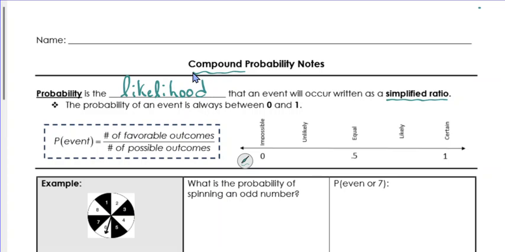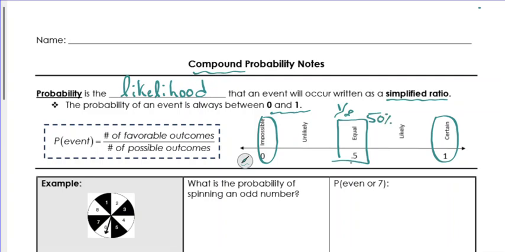The probability of an event is always between 0 and 1. 0 represents that it is completely impossible. 1 represents that it's absolutely certain it will happen. And 0.5 represents that it's equally likely that it doesn't happen and it does happen. So a coin flip has a 1/2 chance or a 50% chance of happening, or 0.5 as a decimal.